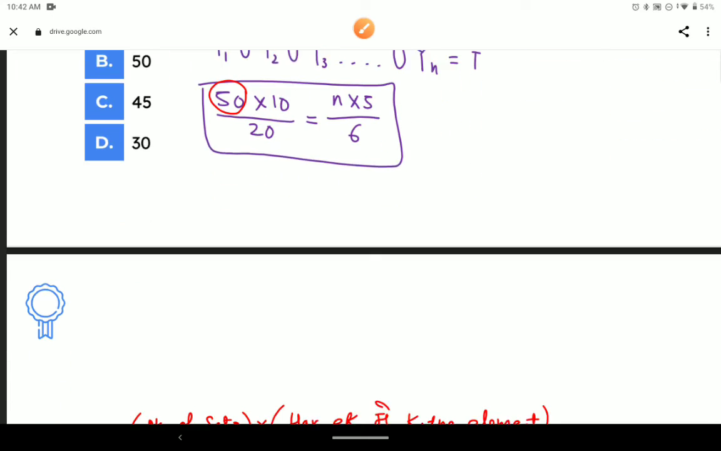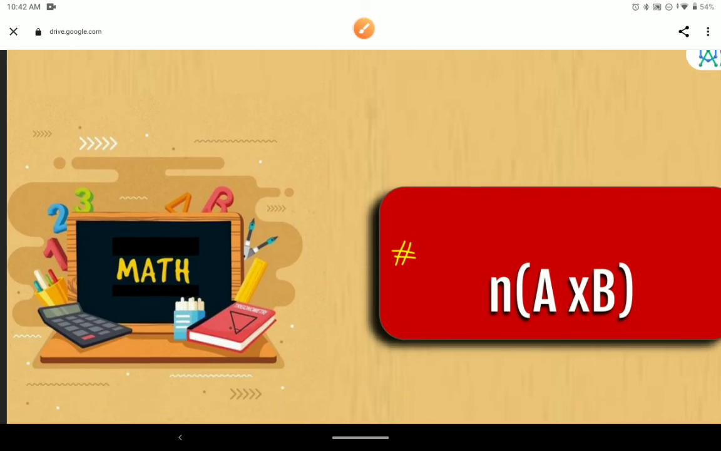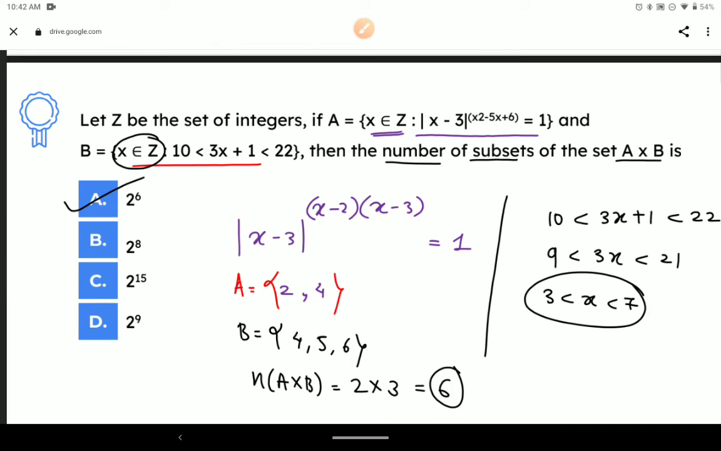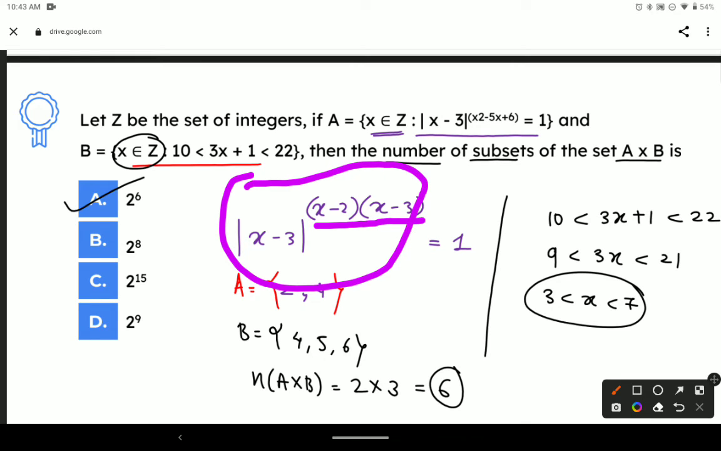Yeah, guys, thank you for listening. This is the last topic. N of A cross B, which is N of A into N of B. Let's say this is the set: x minus 3, here x minus the mod of x minus 3, all power x square minus 5x plus 6, equal to 1, x belongs to Z. If we factorize x square minus 5x plus 6, we will be getting x minus 2 into x minus 3. Then for getting this value as 1, we have two possibilities.